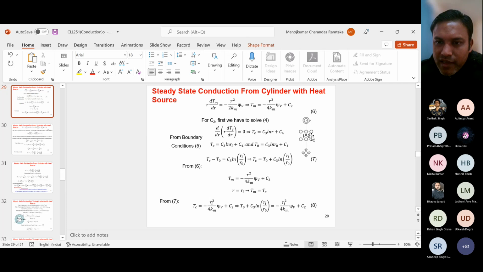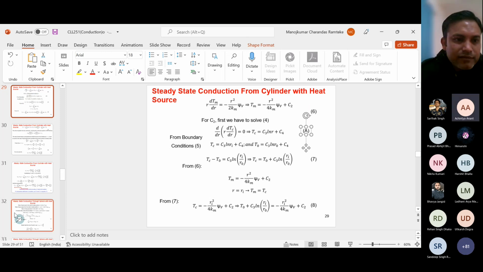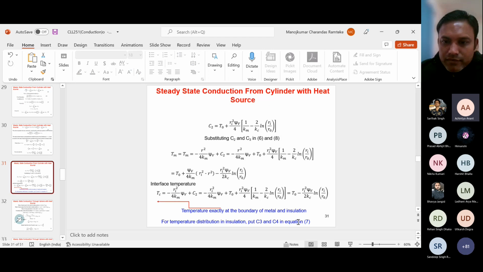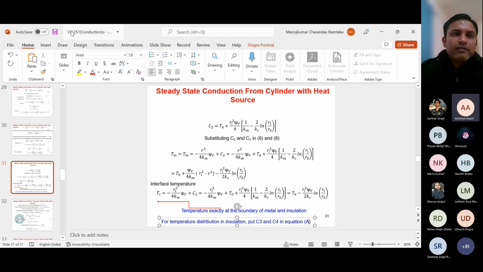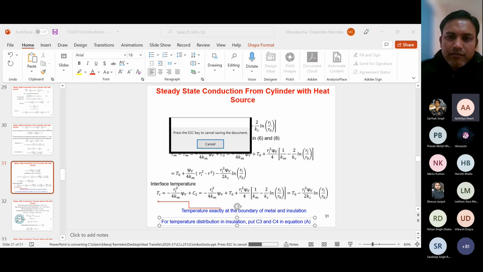Maybe I rename this as A. And sir, if it had been the interface temperature, then it would have been ln Ri, because interface temperature is at Ri. But if we are storing the temperature profile, then it would be R only.